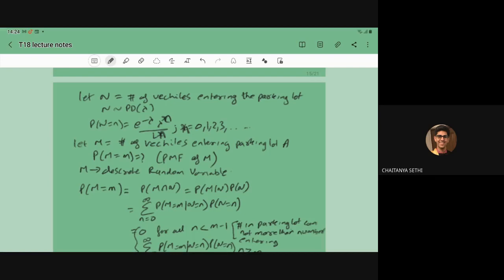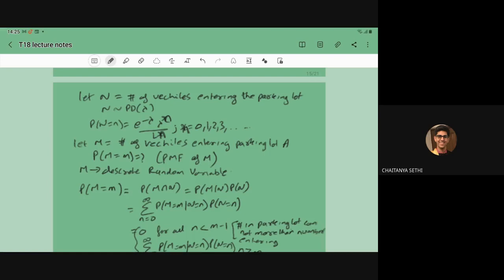Here it can be written as the probability of m given n into the probability of n, by conditional probability. We have different values of N, and accordingly we have different values of M. N can take any value from 0 to infinity, where capital N follows the Poisson distribution. So it can be written as the probability M is equal to m given N is equal to n, into the probability of N is equal to n, and for all possible values of n we take the summation.